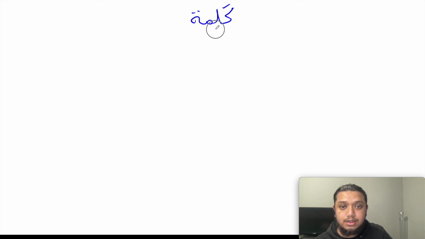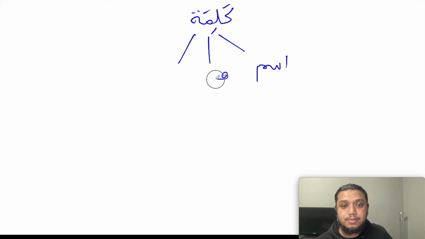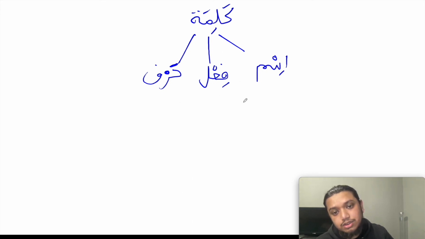So that brings us to a recap. As I said, kalima means word, and words are of 3 types: ism, fi'l, and harf. So ism is a noun, so it's a tenseless word. Fi'l is an action, a doing word, so it's restricted by tense. And harf is a preposition. This means it has no meaning unless it's combined with one of the 2.